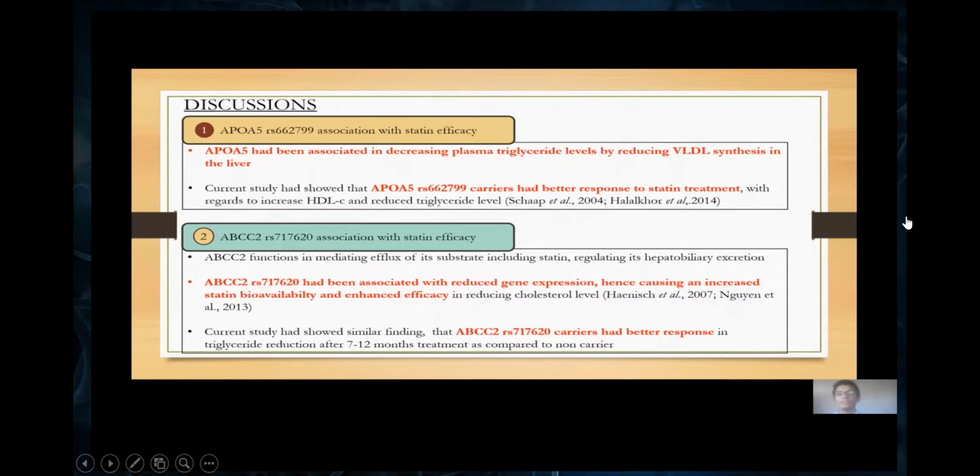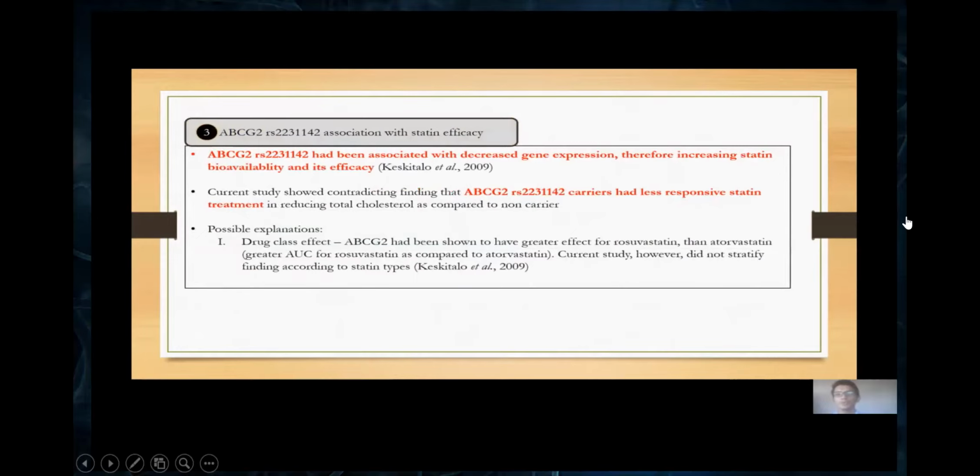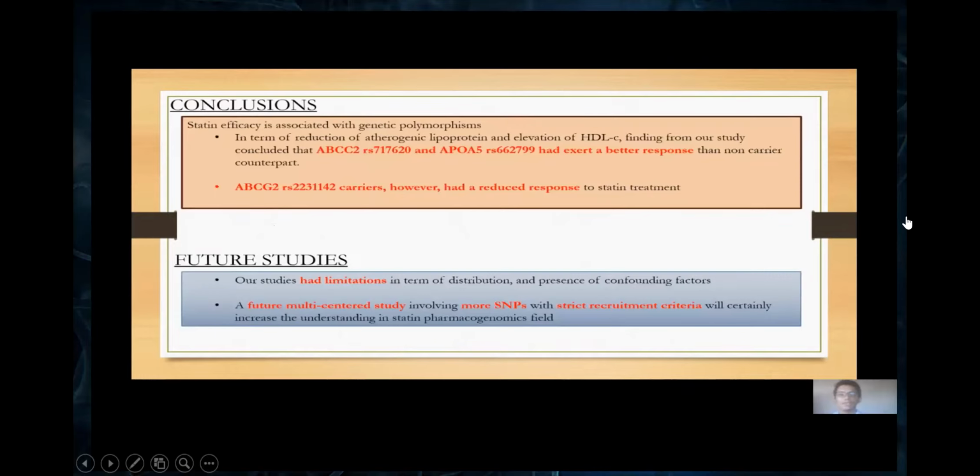And finally, ABCG2 RS2231142 also had been associated with gene expression. However, our current study had shown contradicting findings, and we come up with one possible explanation that is due to drug class effect, in which based on previous study, ABCG2 had been shown to have preferences for certain statin. However, our study did not specify finding according to statin types, which therefore might give different findings as compared to previous study.